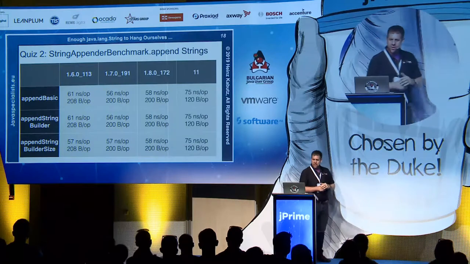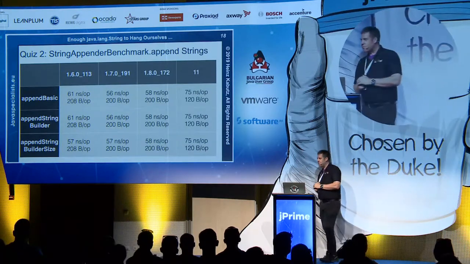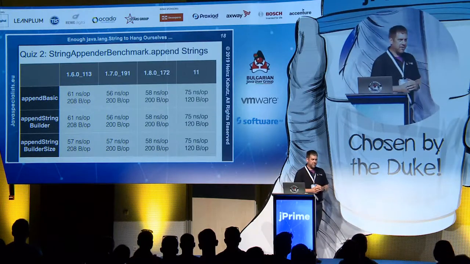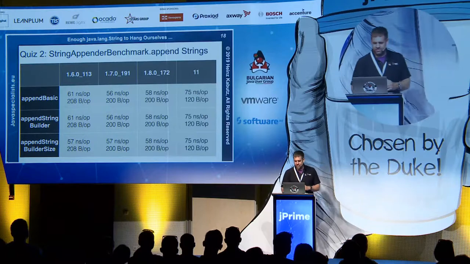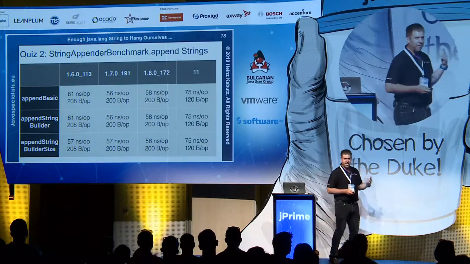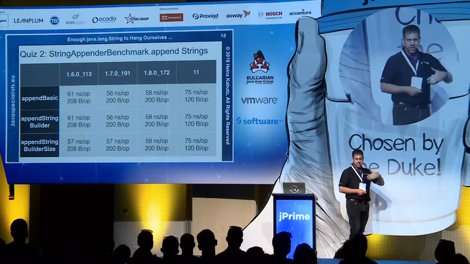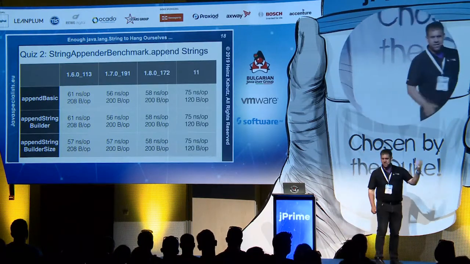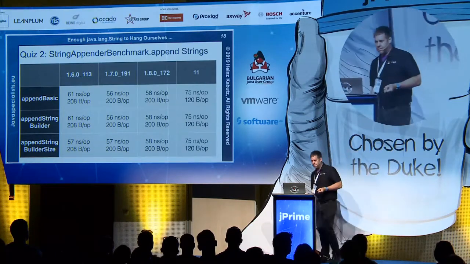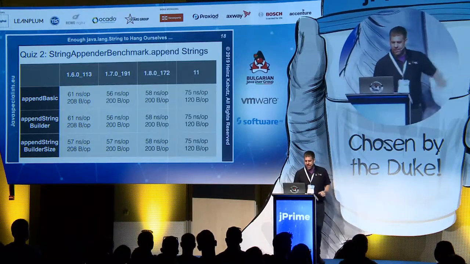Now, the quiz I showed you at the beginning, not the very first one, the second one, was, of course, a trick, because all of them are exactly the same speed. But they're only the same speed because we are appending strings together. If we were appending something besides strings, for example, ints and doubles and floats, they would not be the same speed. And we'll get into that in a moment as to what is the best speed.